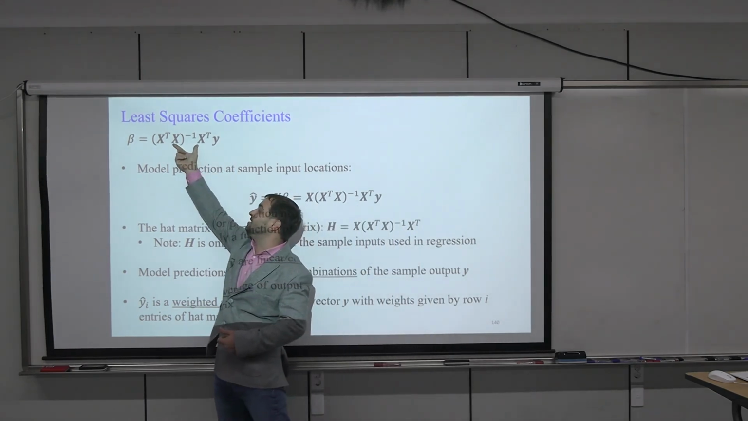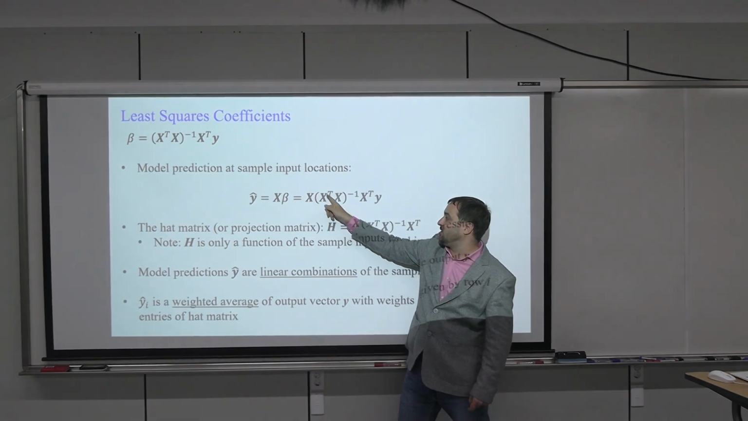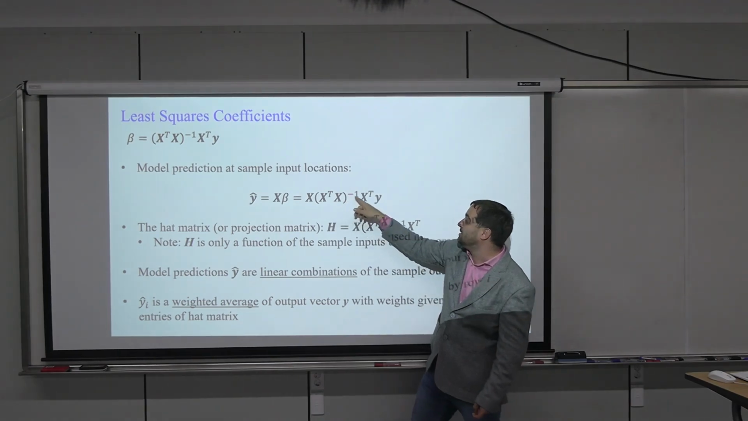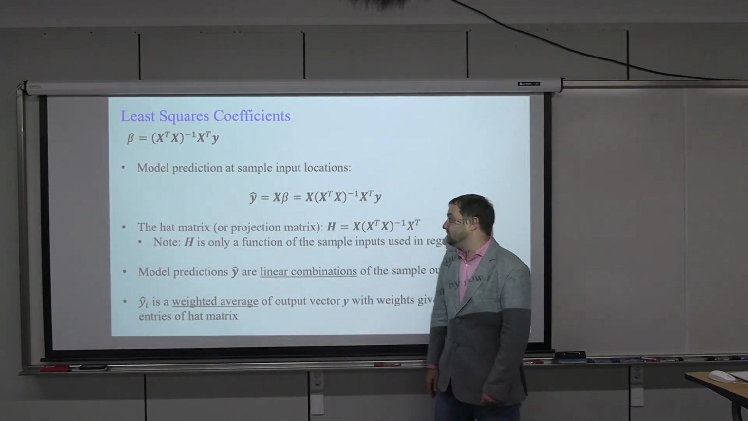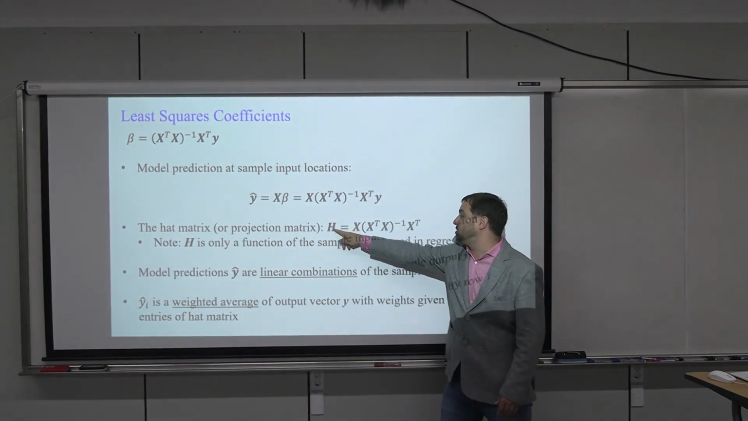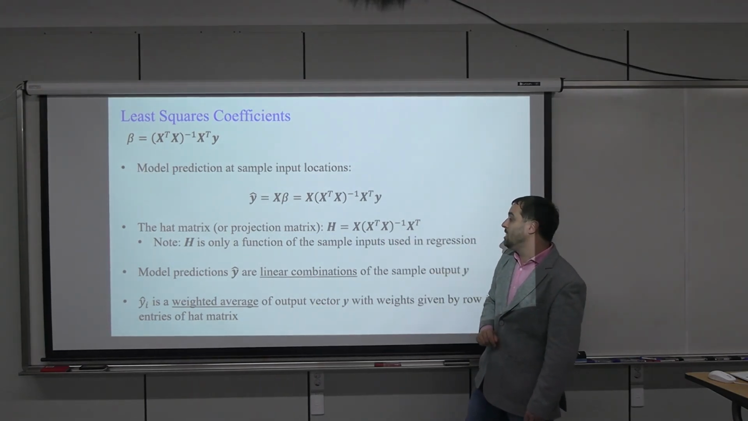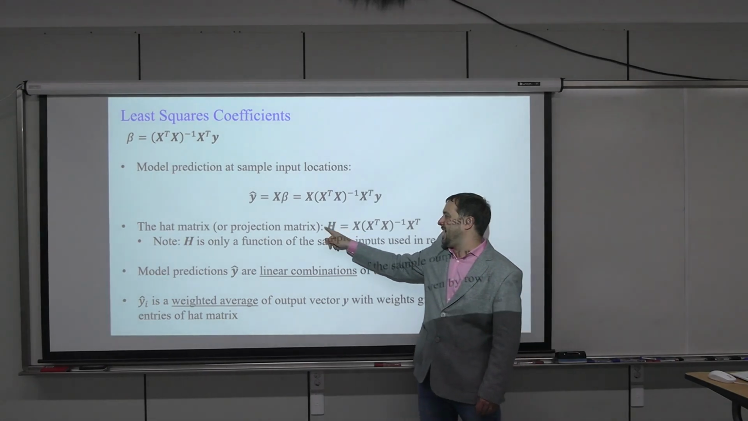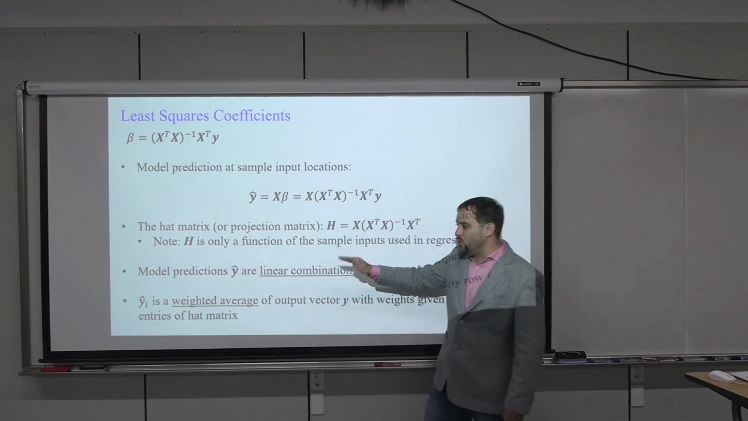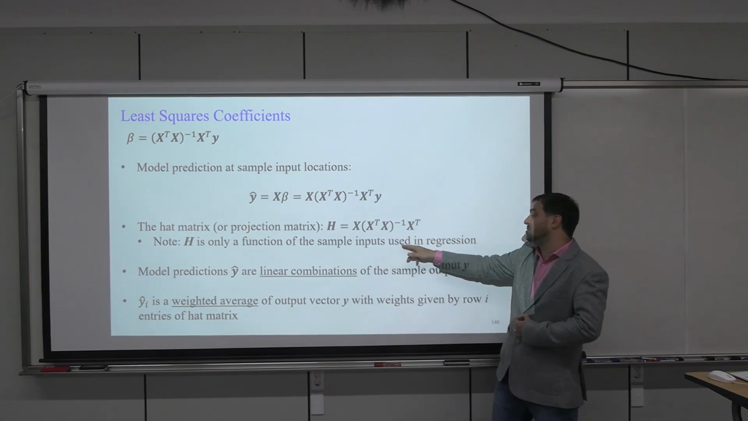If we substitute in the original definition of beta, we now get the X matrix times the inverse of X transpose X, which is a symmetric matrix, times X transpose times Y. We define the hat matrix, sometimes called the projection matrix, H equals X times the inverse of X transpose X times X transpose. What's interesting is that the hat matrix H is only a function of the sample inputs and the chosen regression functions used in the regression.